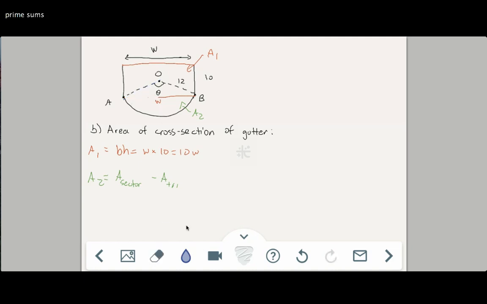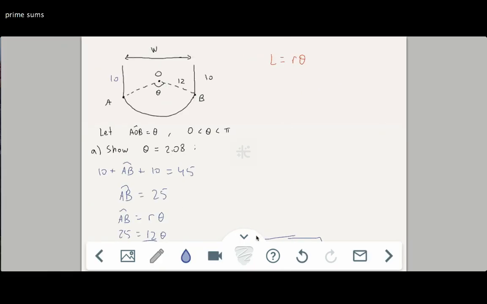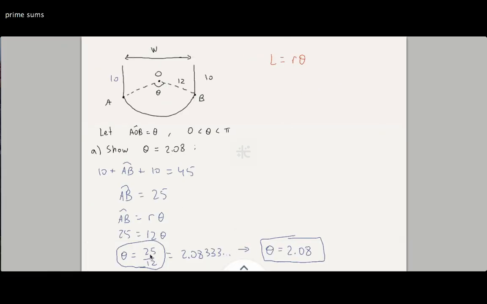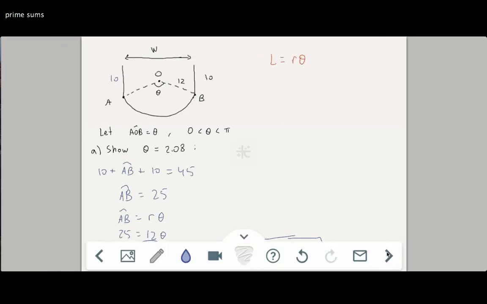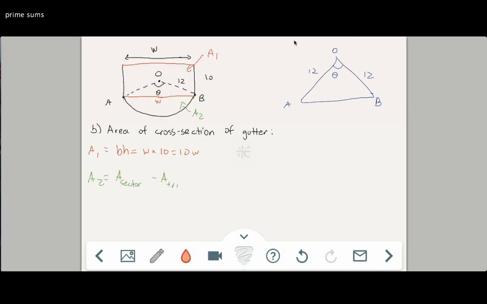So let me just draw out this triangle OAB. So triangle OAB. This side is 12. OA would also be 12 since this is also a radius. And then this angle is theta, which in part A we showed is equal to 2.08. But I'm going to leave this as fractions. Theta is 25 over 12, which is the same as 2.08. And I'm just going to use a fraction to get a more exact answer and avoid rounding errors. And then this last side of the triangle is W.